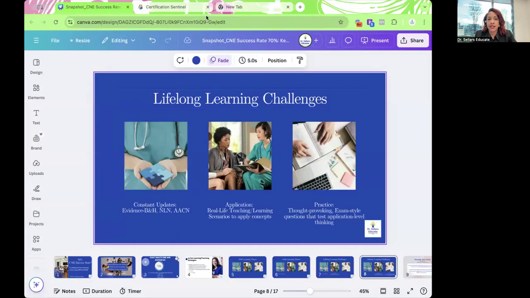I will stop sharing or press escape. That's what Zoom likes before I close it out.